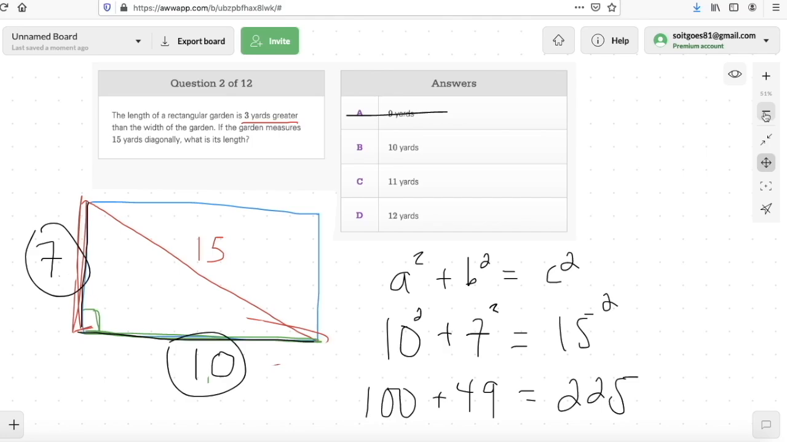49. Is that a true statement? No. No, 149 is not equal to 225, so it can't be. Answer is B. And it's not. Does that make sense? Yes, sir. All right.